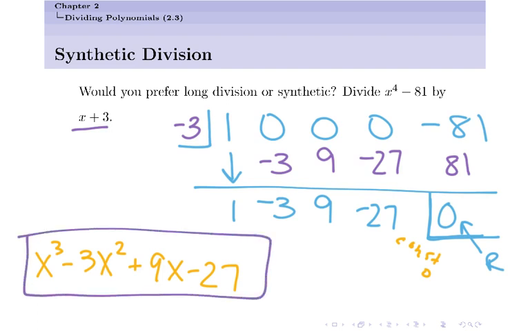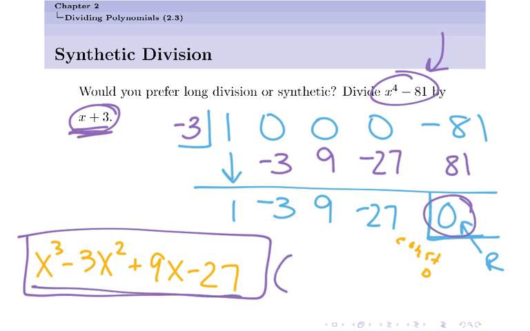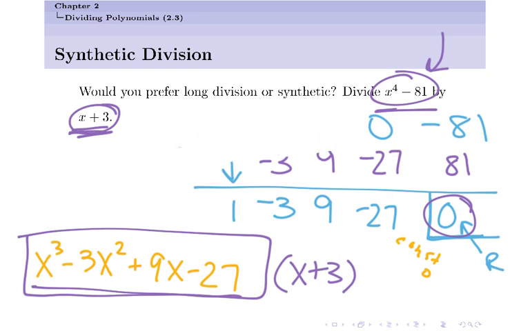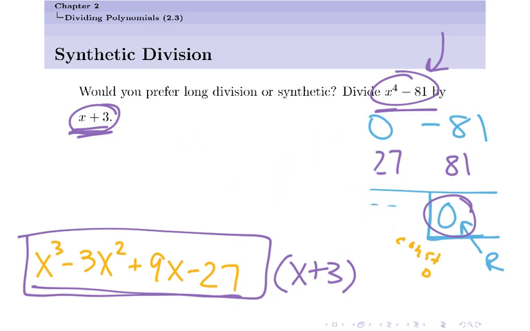Well, it means that x plus 3 is a factor of this. So if I'm having trouble factoring this quartic polynomial, I've guessed that x plus 3 is actually a factor. How do I know it's a factor? Because the remainder is 0. So if I take this polynomial here and I multiply it by x plus 3, I should get x to the 4th minus 81.